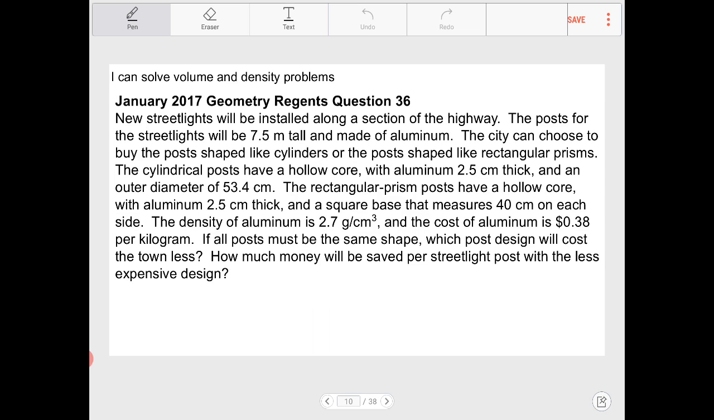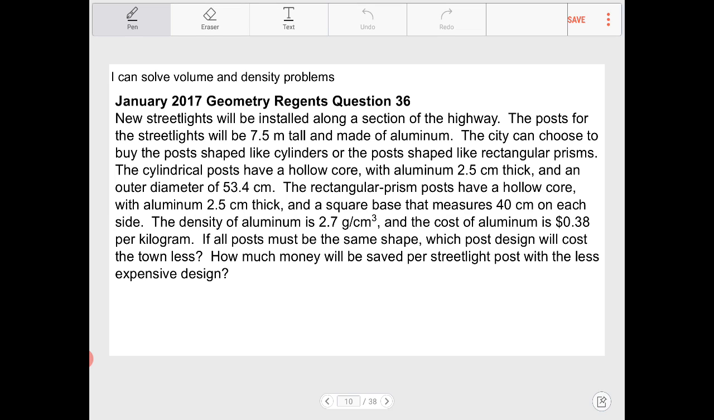Now that we've covered the concepts related to mass and volume and density, let's take a look at an actual problem right out of the Regents from January 2017, 3 years ago. New streetlights will be installed along a section of the highway. The posts for the streetlights will be 7.5 meters tall and made up of aluminum. The city can choose to buy the posts shaped like cylinders or the posts shaped like rectangular prisms.